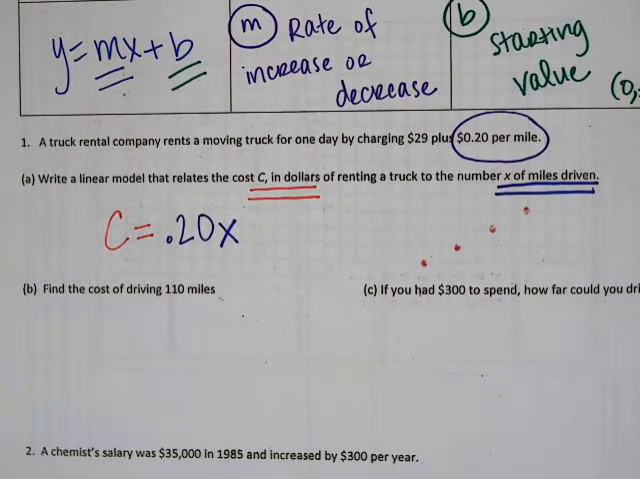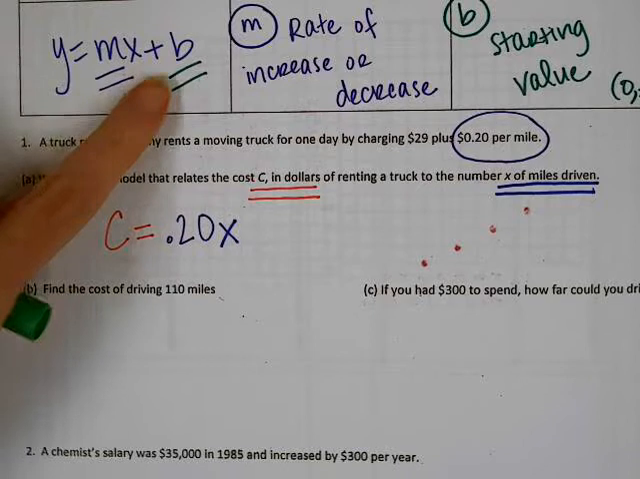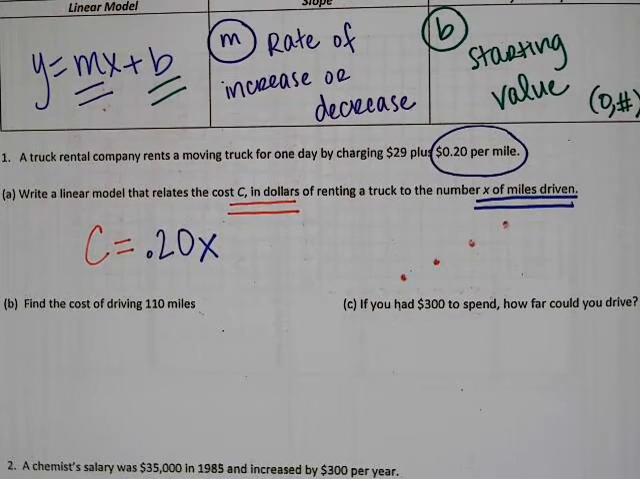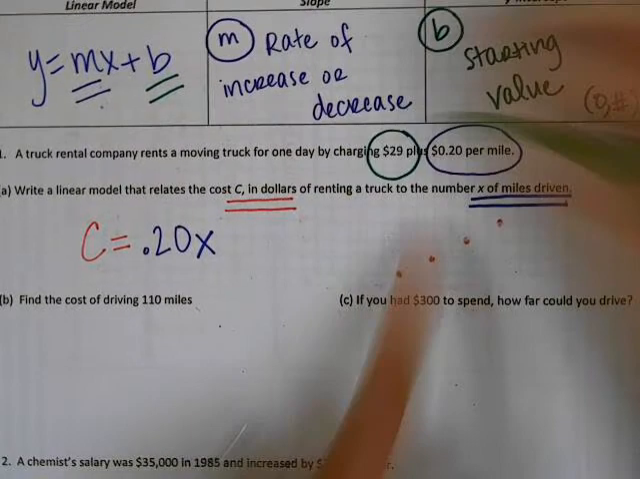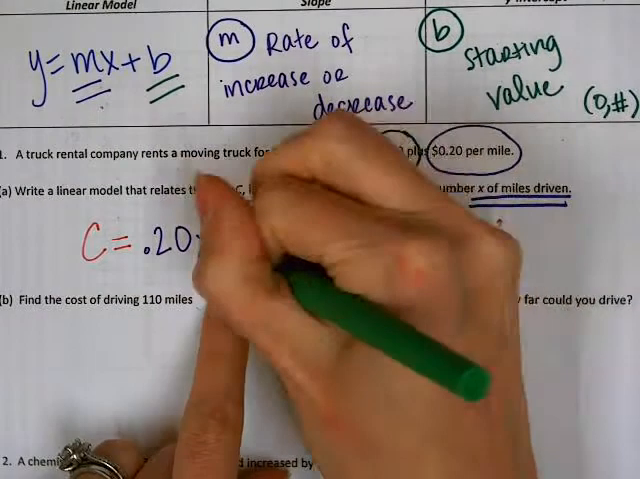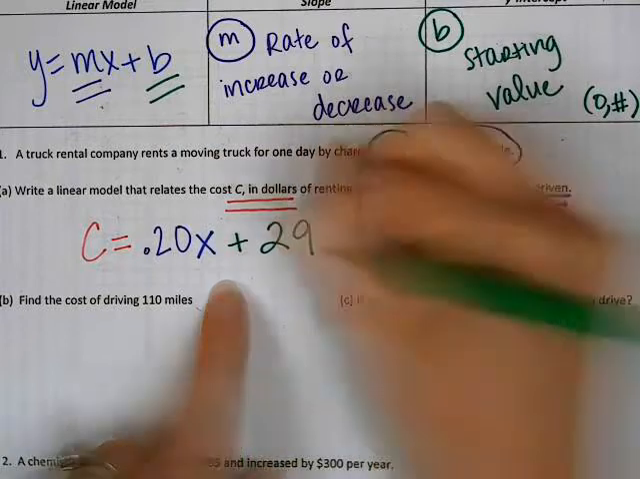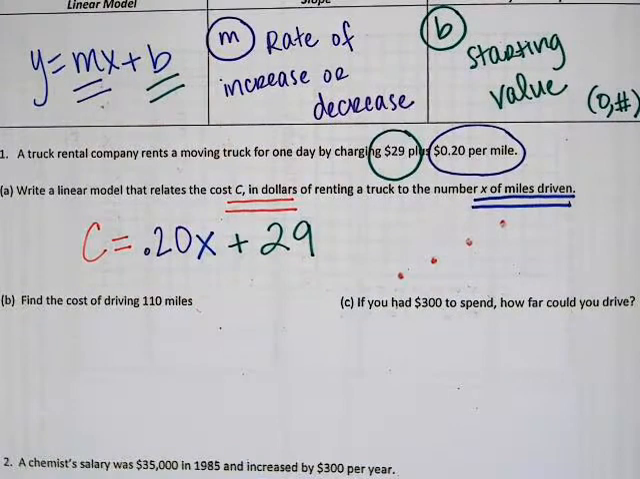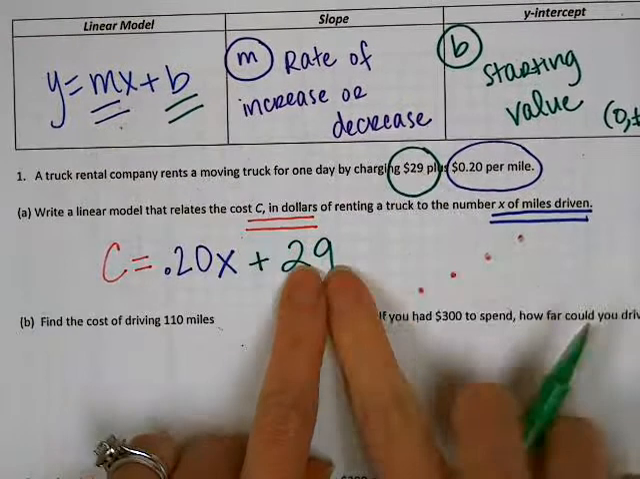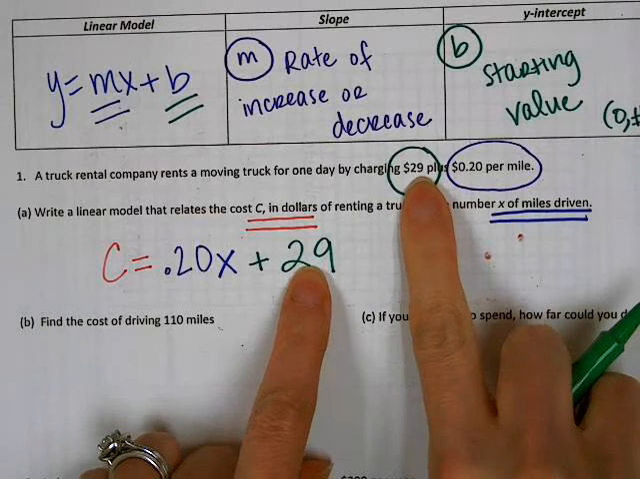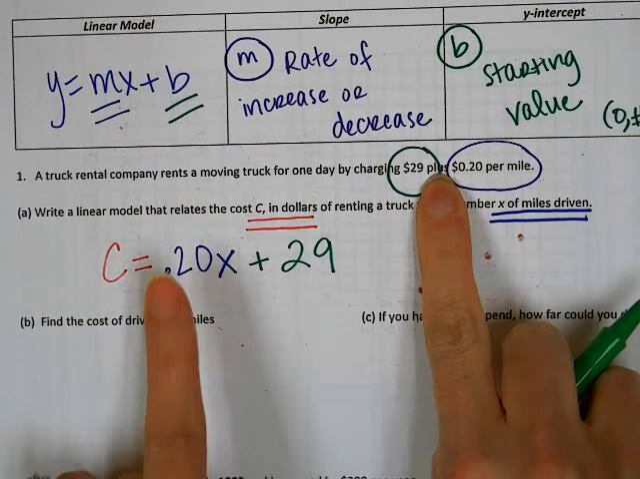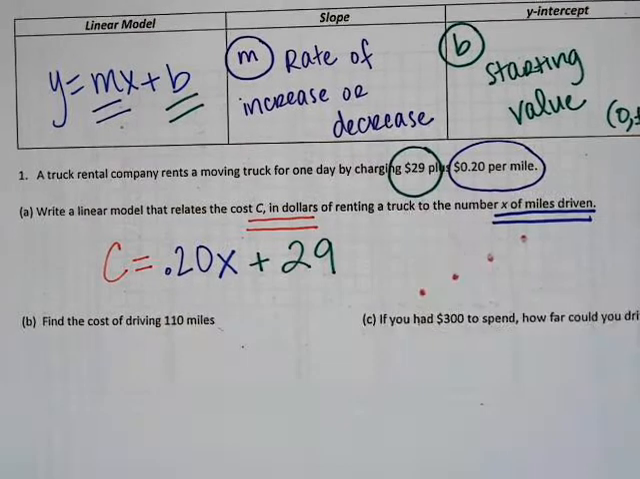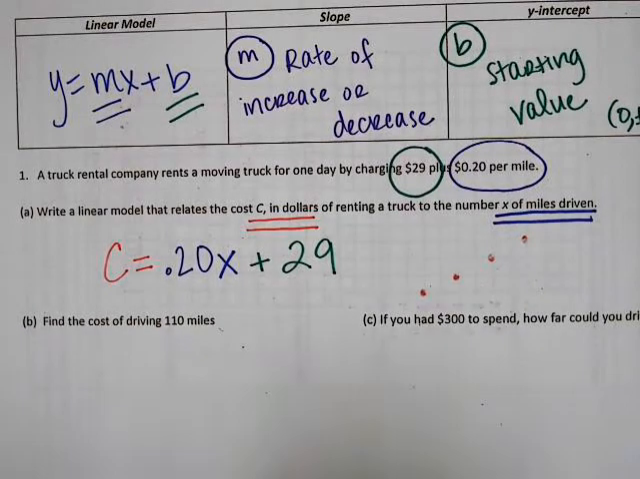And then the starting value, the plus b, is the y-intercept. This truck starts by charging a flat fee of $29. So plus 29. Does that make sense? The b is 29 because that's the starting value. And then we're adding 20 cents every mile. So that's our model.